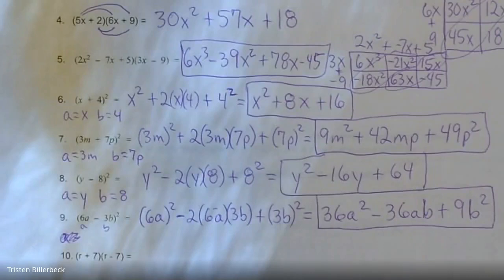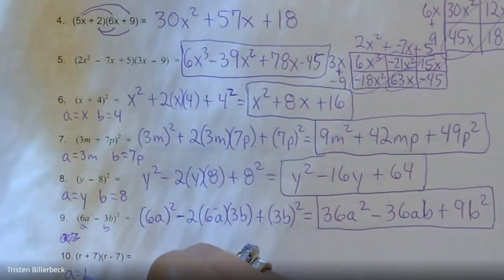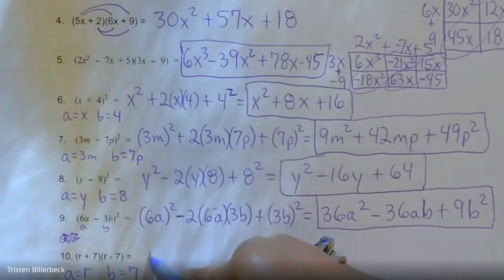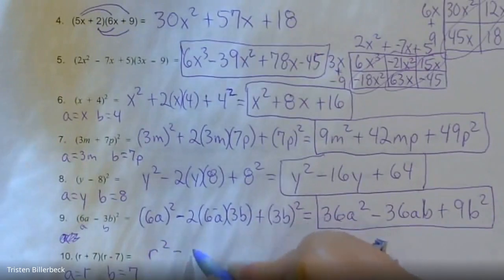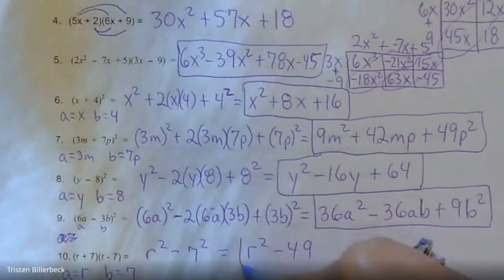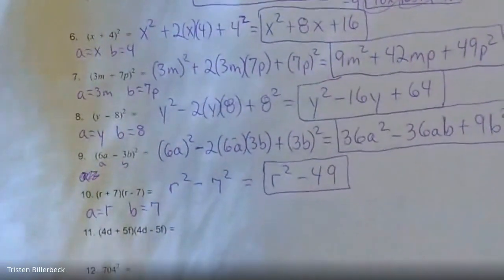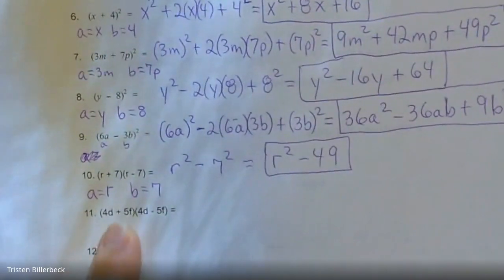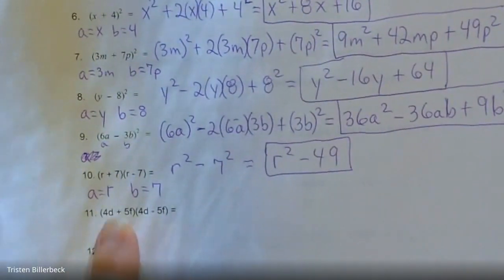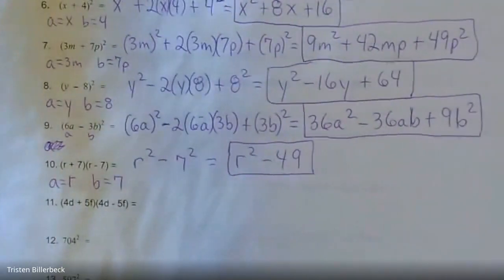All right, this one we have a difference of squares. So A equals R and B equals 7. So we have R squared minus 7 squared, which equals R squared minus 49. So that's that special case of difference of squares. Okay, we have the same thing here because same thing in the parentheses, just alternating signs. That's the key to knowing you have a difference of squares.